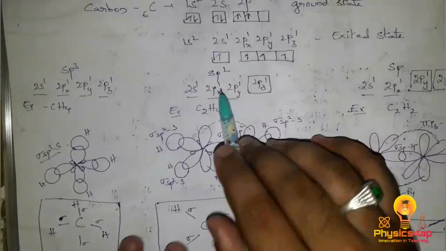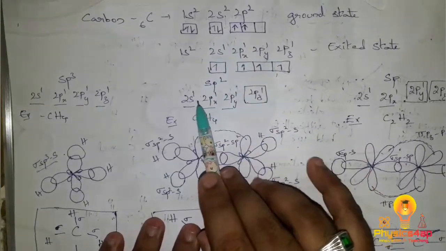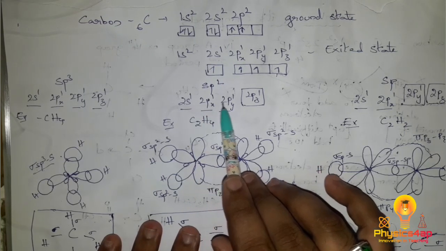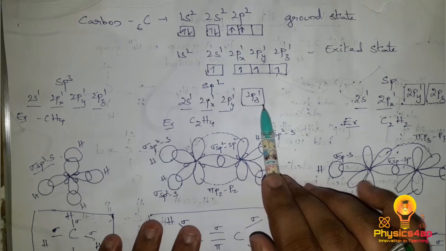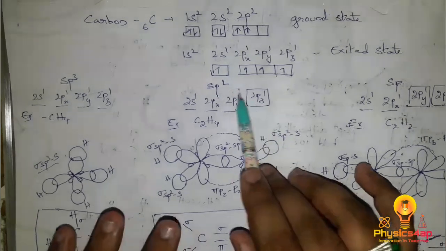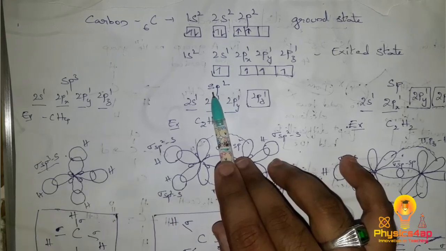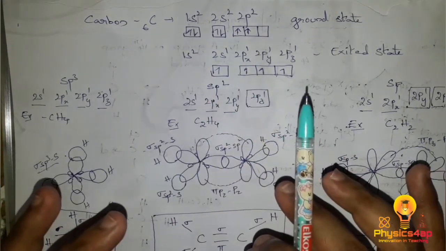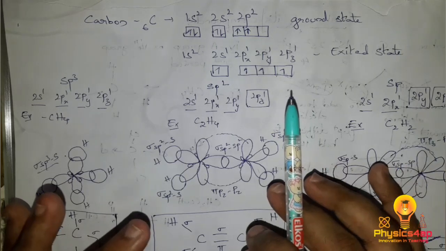And then coming to the sp2 hybridization, here we have the electronic configuration as 2s1, 2px1, 2py1 and 2pz1. 2pz1 has been written separately over here. Why? Because in sp2 hybridization, one s orbital and two p orbitals have to overlap, that is, they have to intermix with each other.